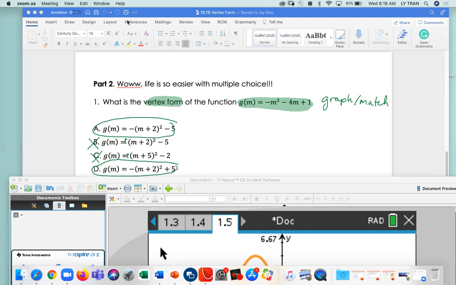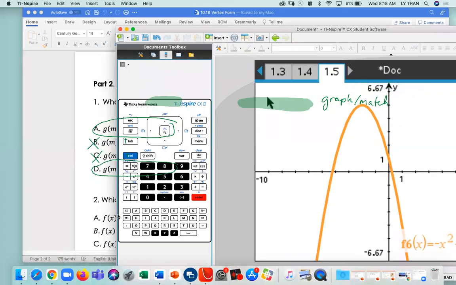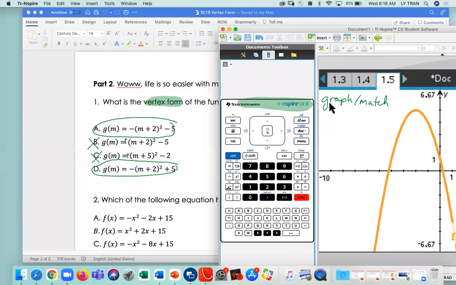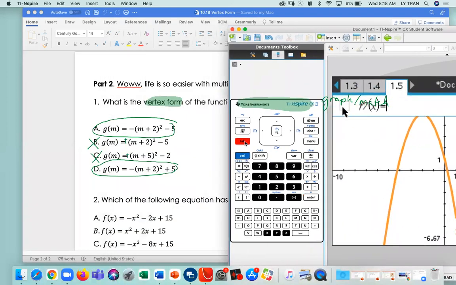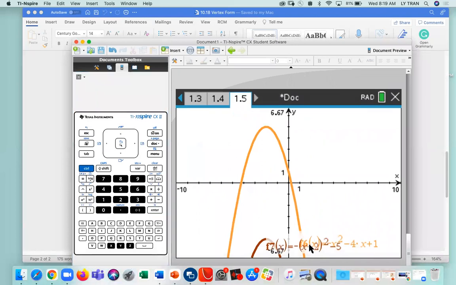Check it out. So we have answer choice A. I'm going to hit tab, and then I will grab answer choice A, negative (x plus 2) squared minus 5. Well, it doesn't match. So obviously that's not the answer.